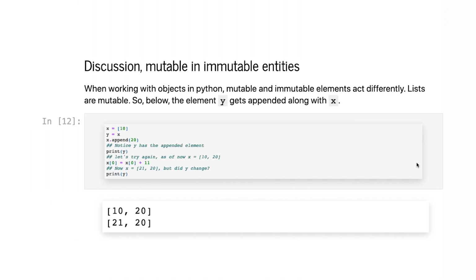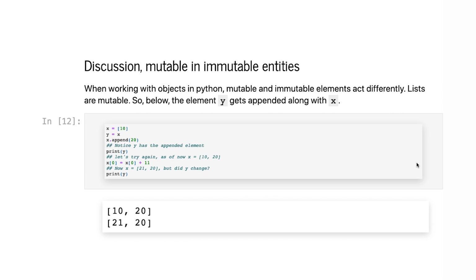Just to be clear, in Python, maybe something you're not used to, especially if you came from R, is that you have mutable and immutable entities. And so mutable and immutable entities act differently. Lists are mutable. Let's look at this code and I'll describe what I'm trying to show you. X is the element 10, and I define Y as equal to X. Then let me append 20 to X, and then let me print Y. Just look at the first 4 lines.